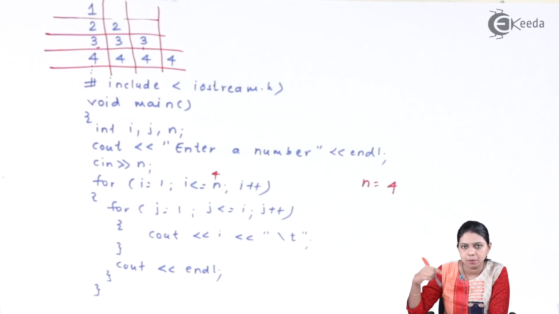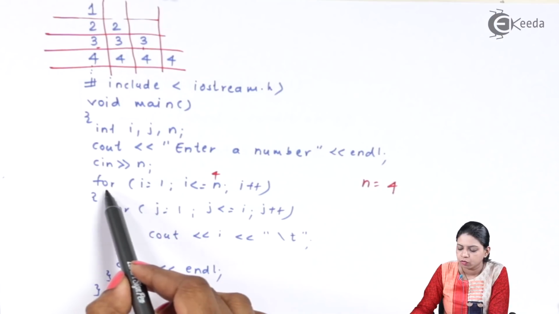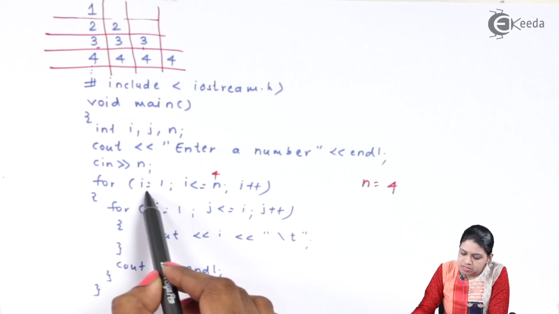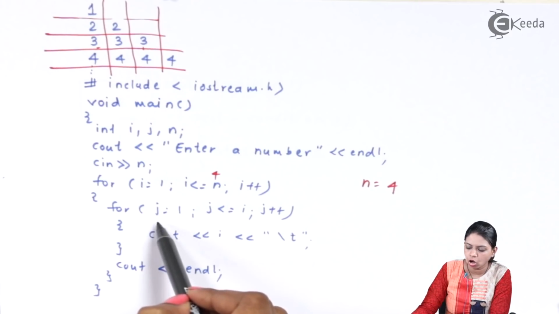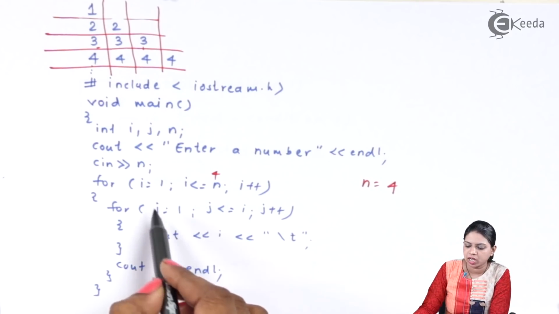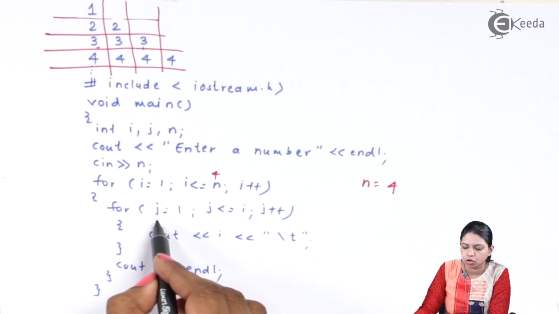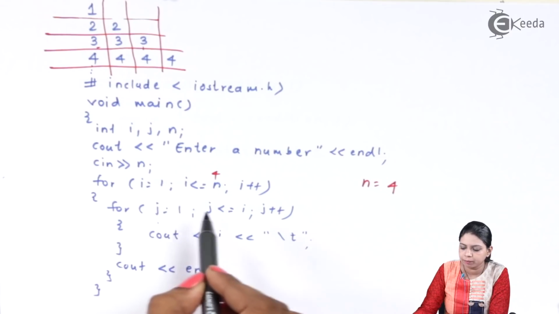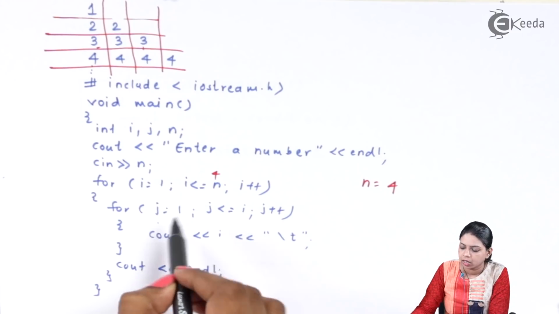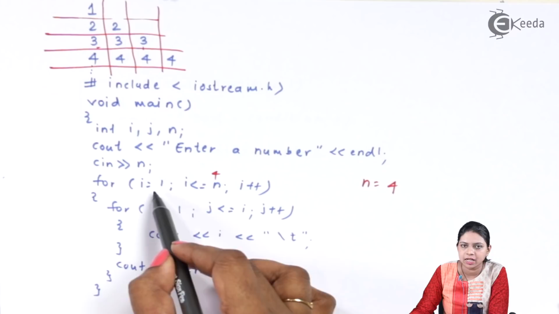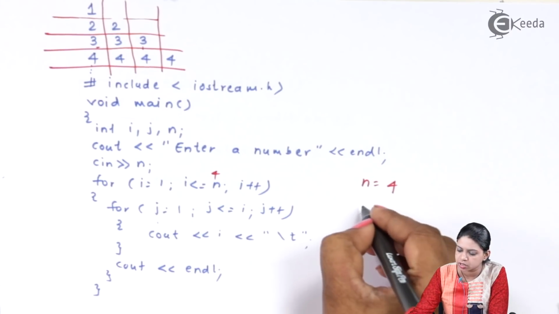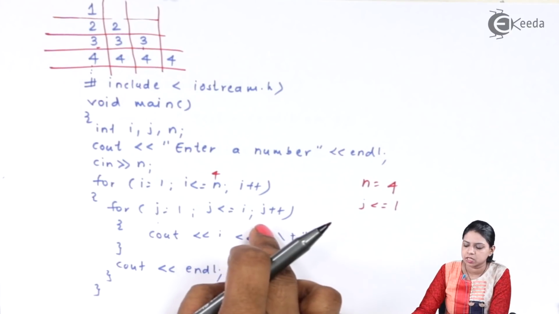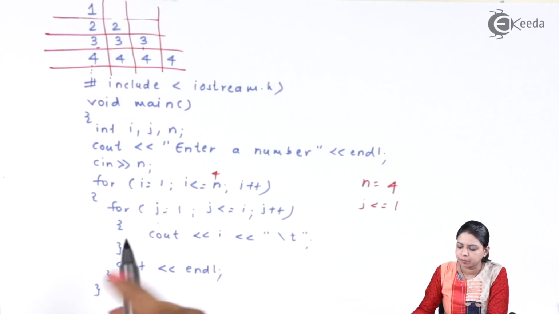So for that, for I is equal to 1, I is less than or equal to 4, I plus plus. Now inside the row you will be displaying what? Columns. So for the column I took j, and j is my inner for loop, and I is my outer for loop. So for j is equal to 1, j is less than or equal to I. Now what is I here? Initially I is 1. So in the first iteration it is going to be j is less than or equal to 1, and j plus plus.